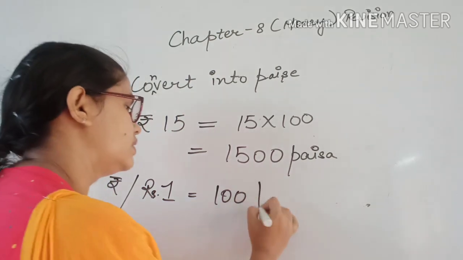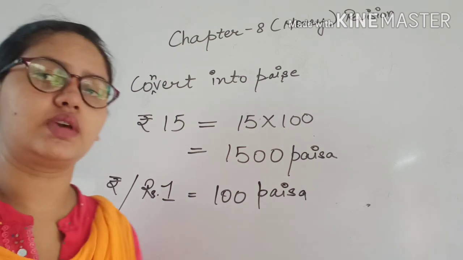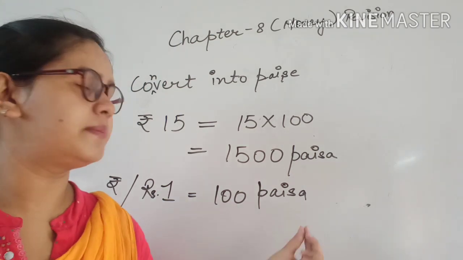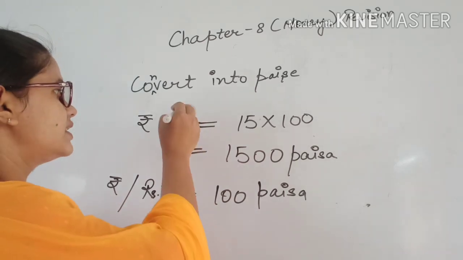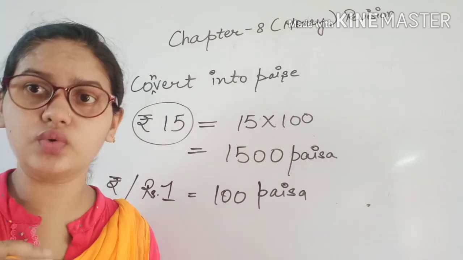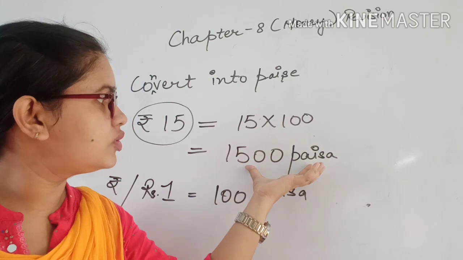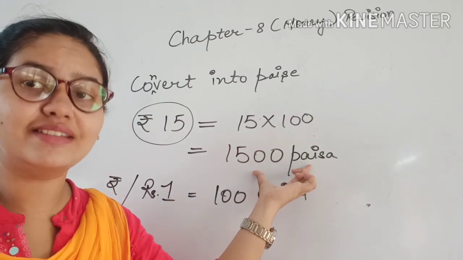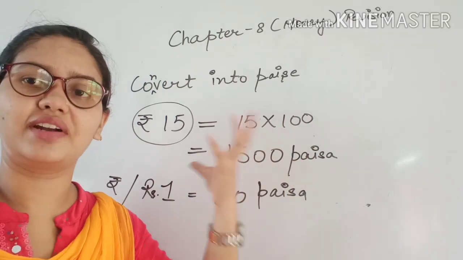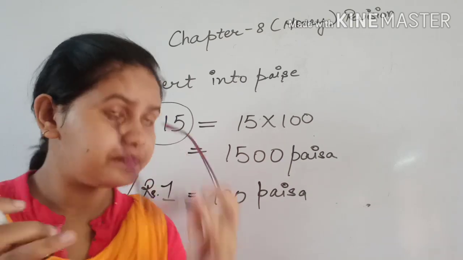Always remember this as your formula to convert paisa, conversion of rupee and paisa. So 1 rupee is equal to 100 paisa. So we have to convert this rupee into paisa. So always we will multiply by 100 because we want to know how much paisa is here. So when we multiply, we come to know how to convert this. So here is our 1500 paisa in our pocket now.